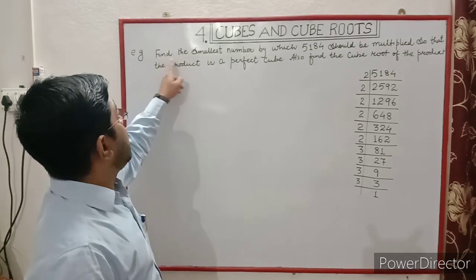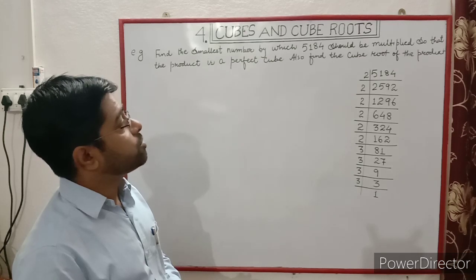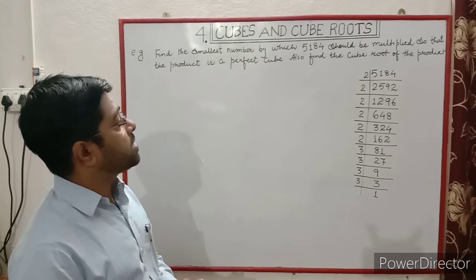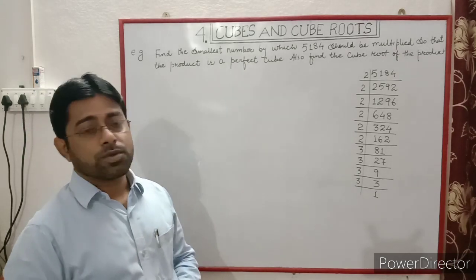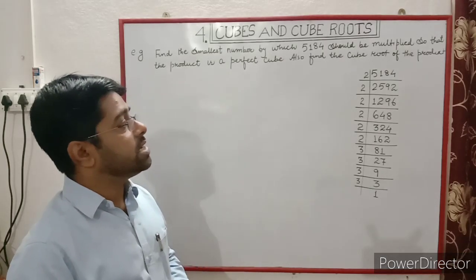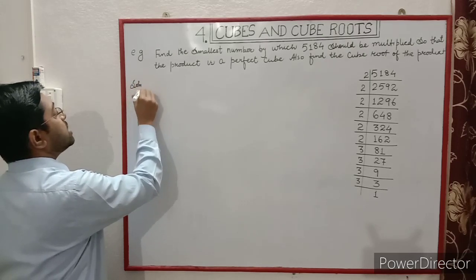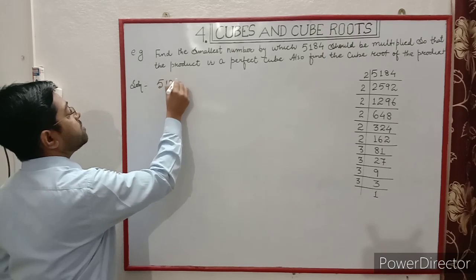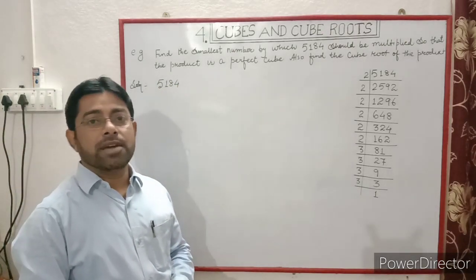Let us discuss the following questions. Let's see. Find the smallest number by which 5,184 should be multiplied so that the product is a perfect cube. Also find the cube root of the product. So first of all, prime factorization of 5,184. See, solution: 5,184 expressed as the product of prime factors.